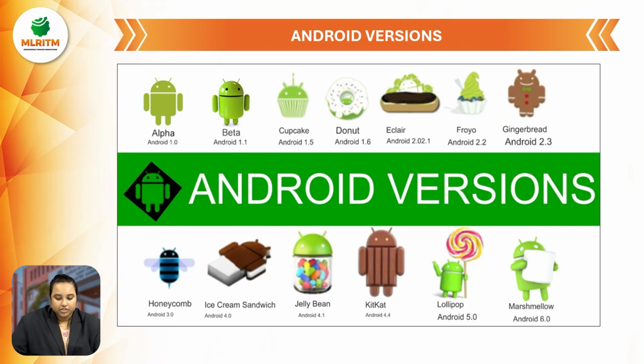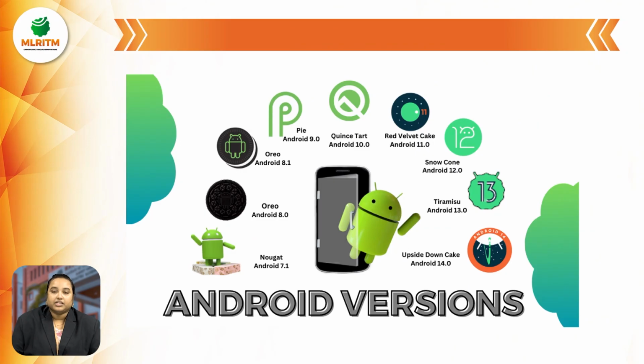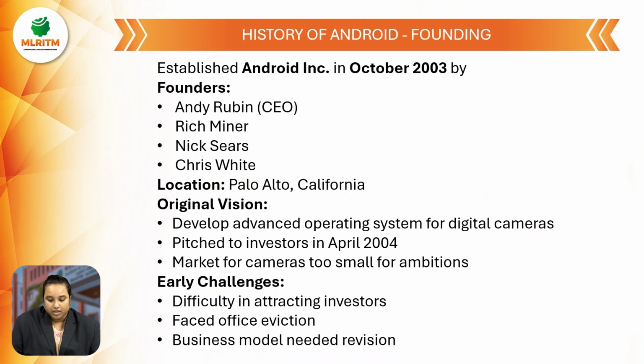These are the Android versions, which started from Android 1.1: Alpha, Beta, Cupcake, Donut, Eclair, Froyo, Gingerbread, Honeycomb, Ice Cream Sandwich, Jelly Bean, KitKat, Lollipop, and Marshmallow. Next are the Android versions you might know from the present seasons: 7.1 Oreo, Pie 9.0, Android 10, 11 Red Velvet Cake, Snow Cone, Tiramisu, Upside Down Cake, and presently we are running Android version 16.